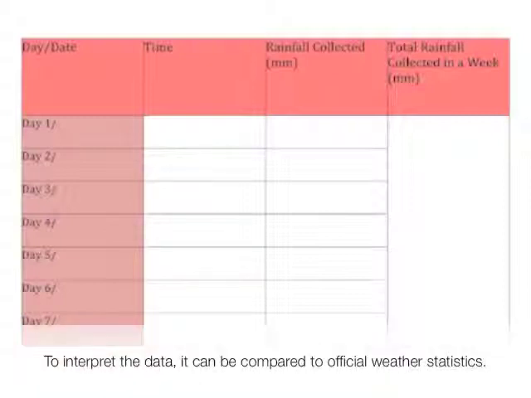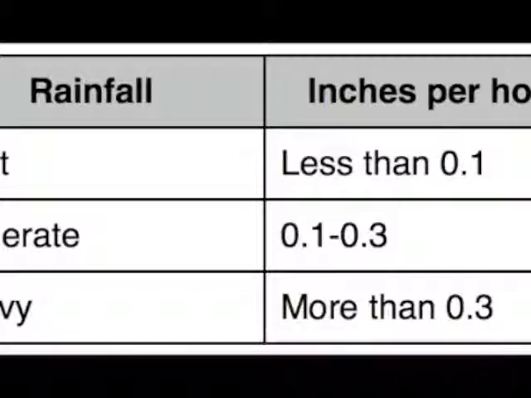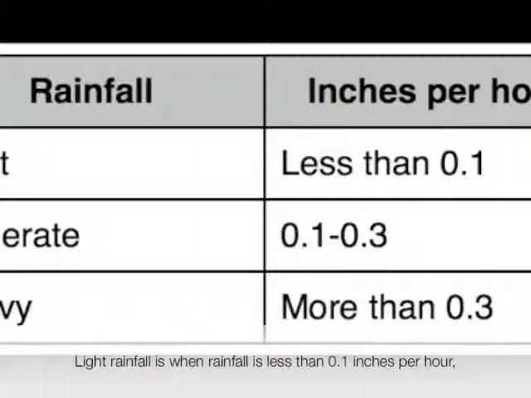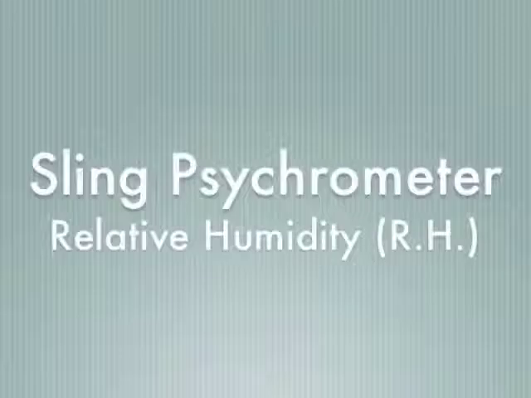To interpret the data, it can be compared to the official weather statistics. On the other hand, we can determine if the rainfall is heavy or light. Light rainfall is when rainfall is less than 0.1 inches per hour. Moderate rainfall is 0.1 to 0.3 inches per hour, and heavy rainfall is more than 0.3 inches per hour.